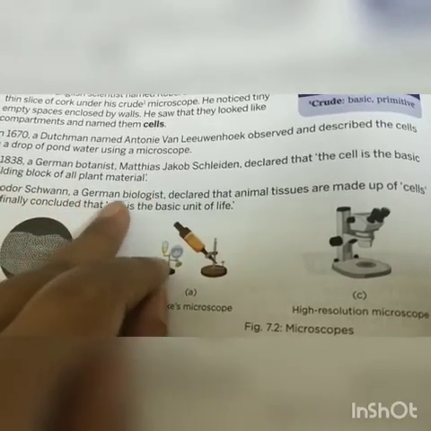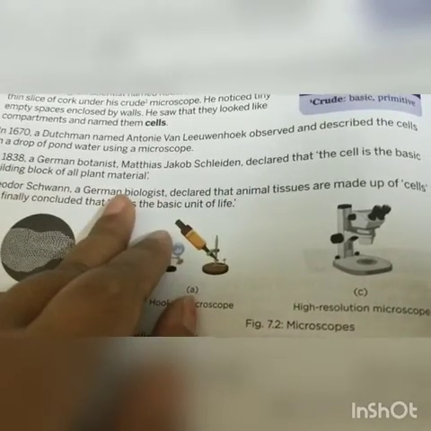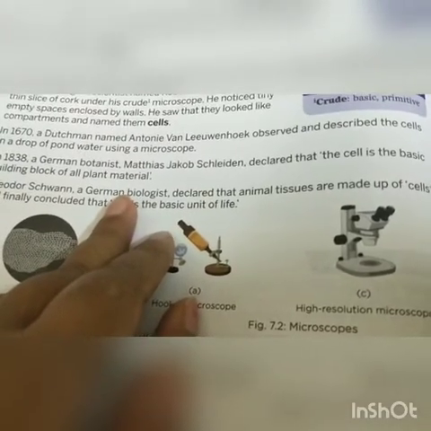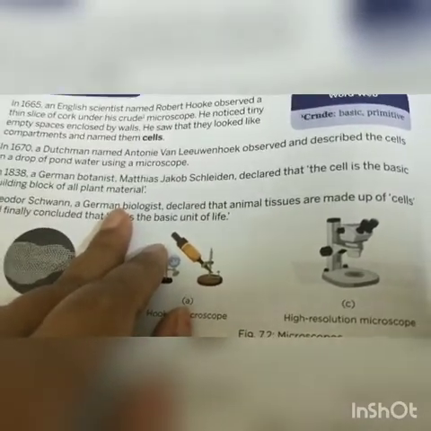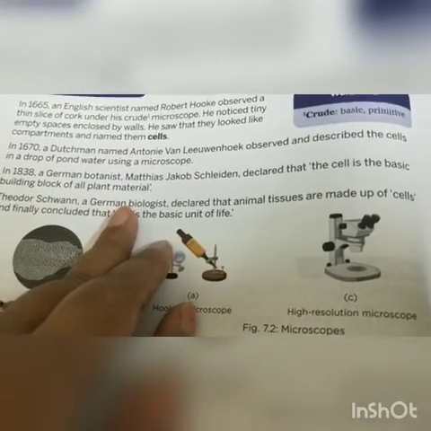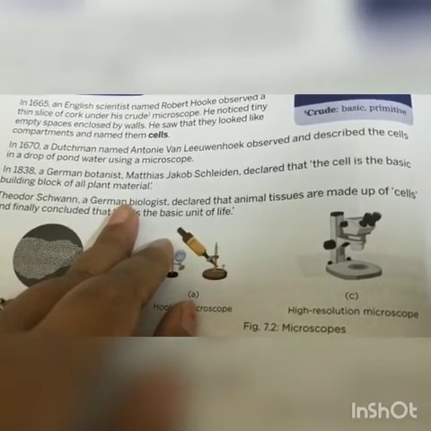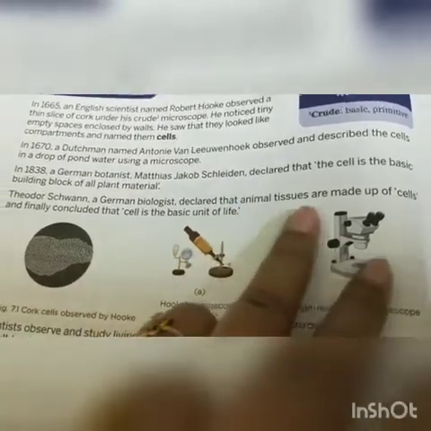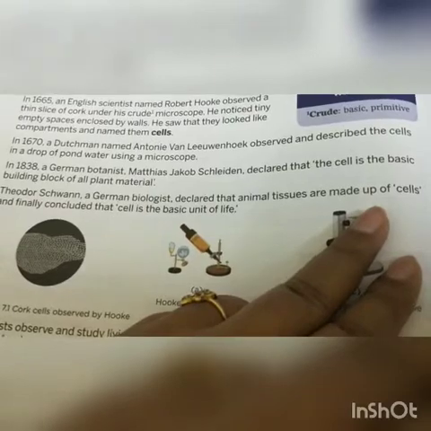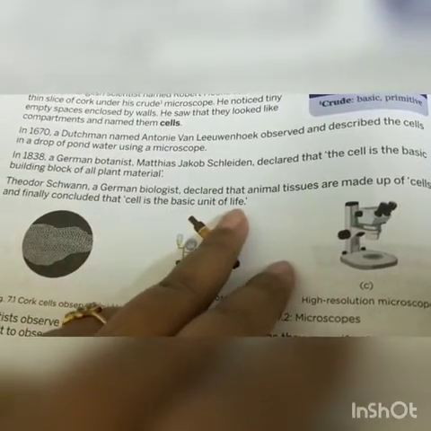Theodor Schwann, a German biologist, declared that, biologist meaning one who studies biology, the study of life, not only one type of life but all life, like animals, plants, whatever life is present in the environment, they study that. So they are called biologists. He declared that animal tissues are made up of cells, so animal tissue is also made up of cells, and finally concluded that the cell is the basic unit of life.